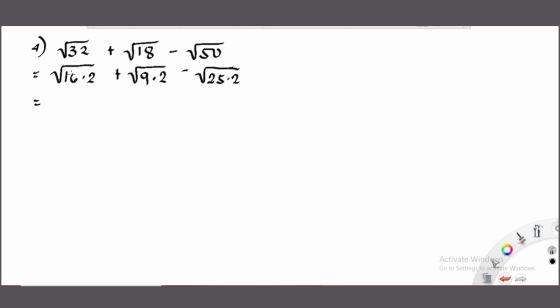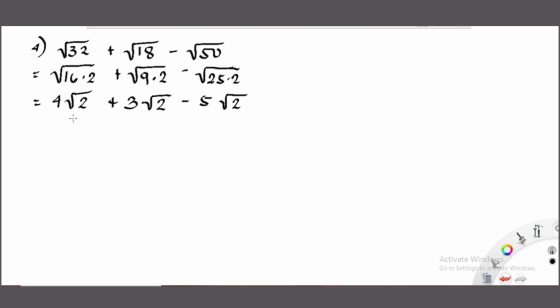The square root of 16 is 4. Labas na siya. And then naiwan ang 2. So 4 square root of 2. Plus the square root of 9, which is 3. Labas na siya. Then may maiiwan na 2 sa loob. Then minus the square root of 25, which is 5. And then square root of 2. Naiwan sa loob ang 2.